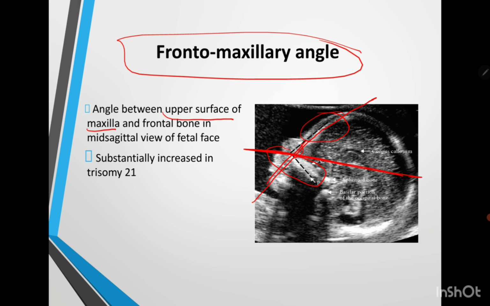This is your frontal bone. In the mid-sagittal view of the fetal face, this angle has to be measured. So basically the frontomaxillary angle is substantially increased in trisomy 21. In Down syndrome, there is a substantial increase.